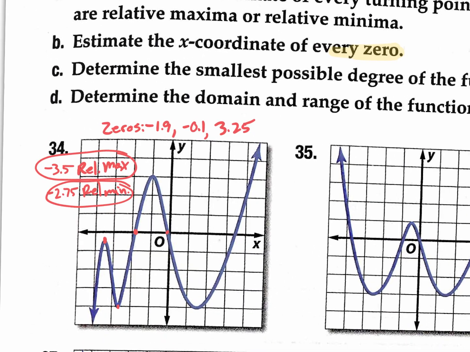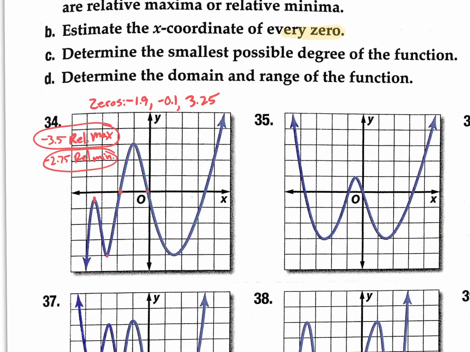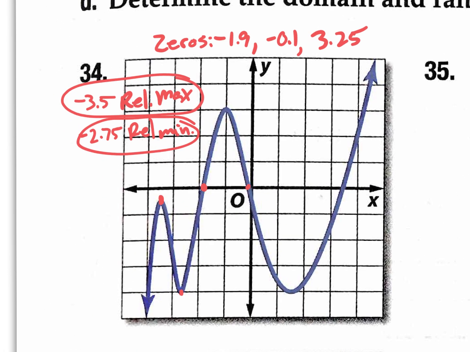This next one is probably the most entertaining one for me. It says, determine the smallest possible degree of the function. So I already know that this is an odd function because it goes up and it goes down forever. So it has an odd amount of arrows up and odd amount of arrows down. So I know it's an odd degree function, but is it a third degree function? Is it a fifth degree function? A seventh degree function? Fifth degree is what it has to be at least. It could be 7, it could be 9, but it has to be at least 5.